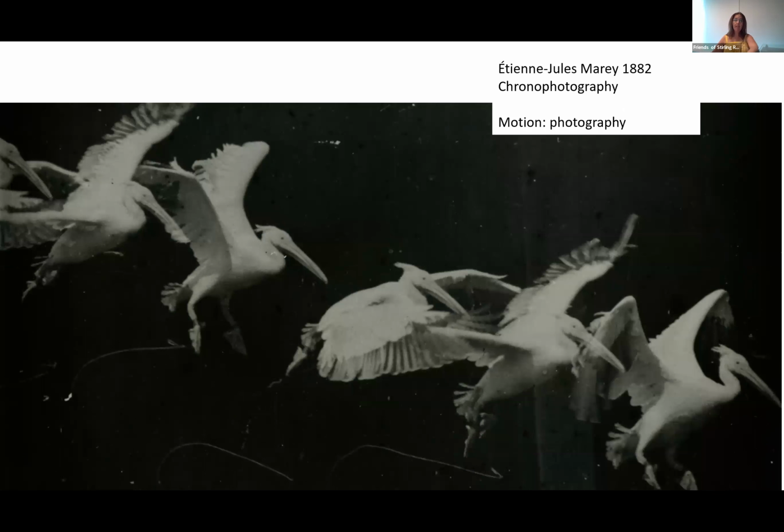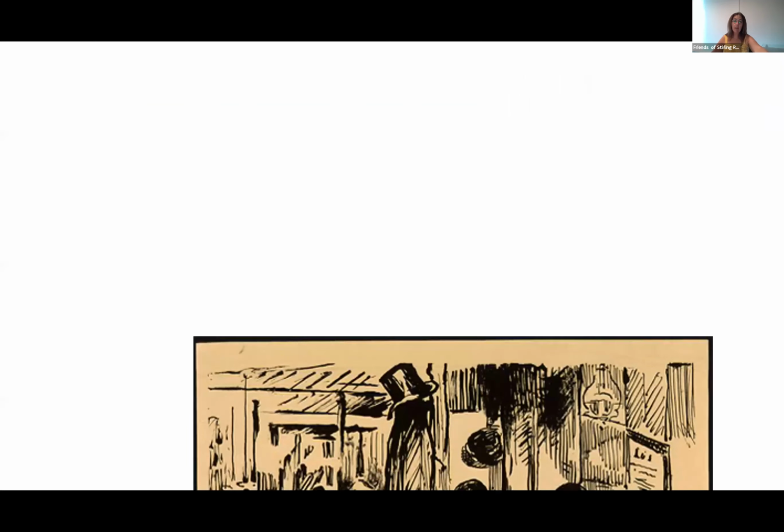Also, we find that there are many experiments with photography. One, of course, is going to be film, but chronophotography comes before. So that is how we see motion in photography before being a movie. And that also is going to inspire the Impressionists.